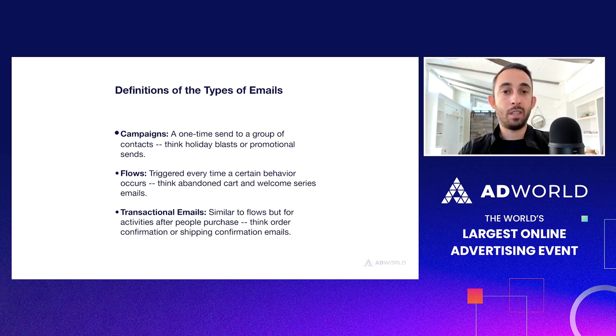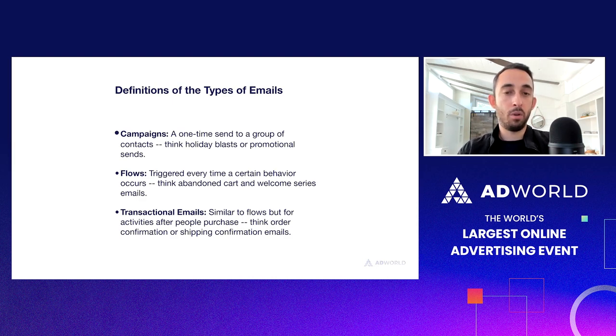A flow is synonymous with email automation. That's triggered every single time a certain behavior occurs. Think about an abandoned cart or a welcome series for non-buyers. And the last one is a transactional email. That's similar to flows, but that's for activities after people purchase from you. So think about order confirmation or shipping confirmation.